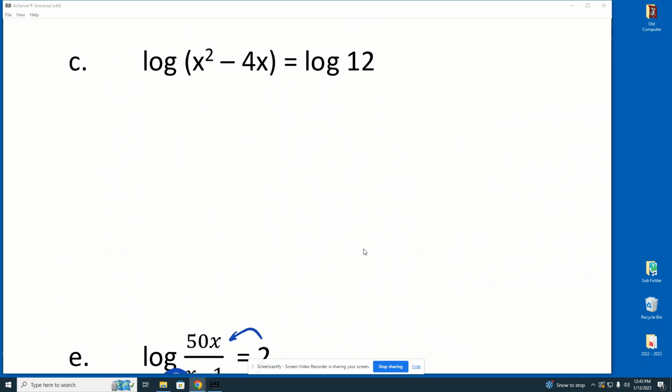So we're going to drop our logs. So what are we left with on the left side? And what are we left with on the right side? So here's the only difference between this problem and B. Can I just solve for x now? Can I just get x alone? No. I got to do what? Because you have an x squared and an x. I got to load up a side, and I got to factor.